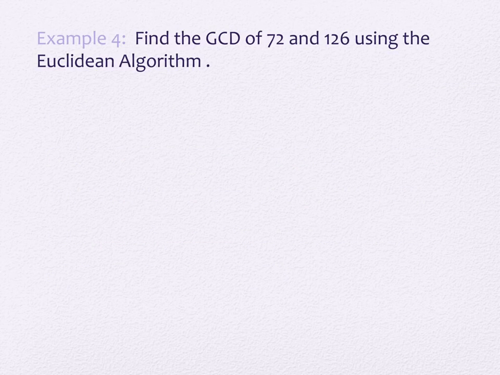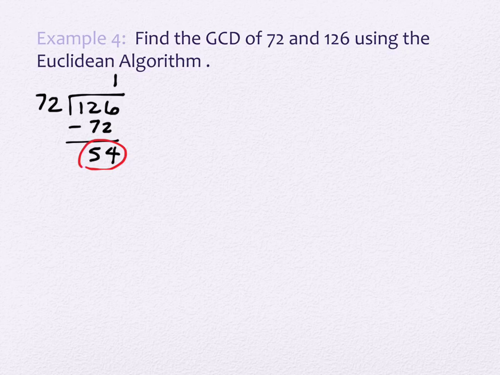72 and 126. All right, so we're going to do the division. You always have to divide the bigger number underneath, the smaller value on the outside. So this will be 72 divided into 126. Okay? How many times will 72 go into 126? Just once. What is 126 minus 72? 54. Okay, so what do I use?